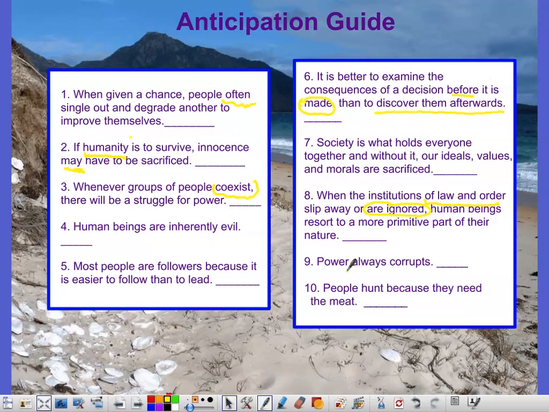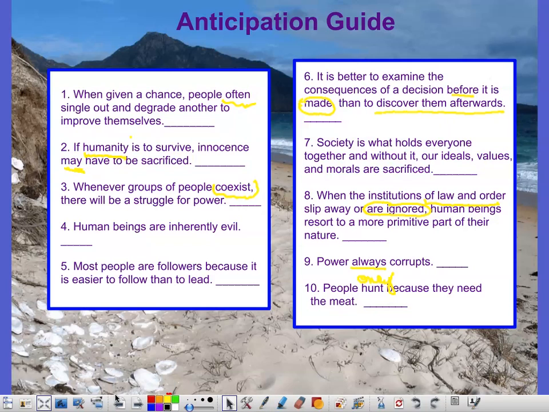Number 9, power always corrupts. Number 10, people only hunt because they need the meat.